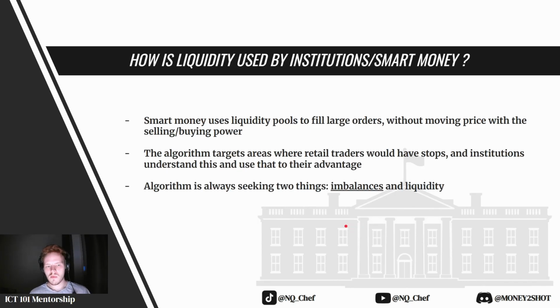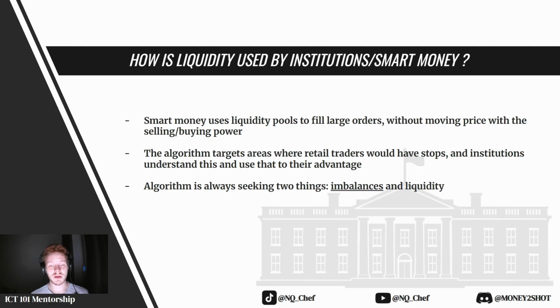If smart money wants to short, meaning they want to put sell orders in the market, without pools of liquidity they're actually just going to crash the market with their selling power, because they're going to fill so many orders the price is going to go down and down, and they're selling at a cheaper and cheaper price. You don't want to be doing that if you're an institution. So what do institutions do?